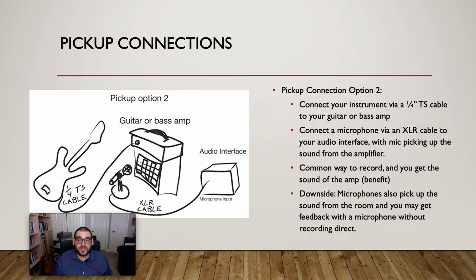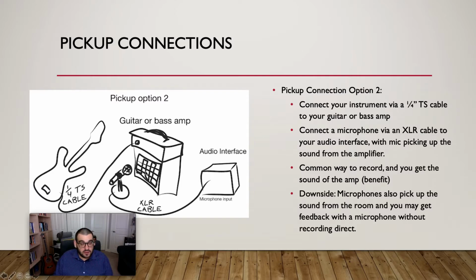The second type of pickup configuration is where you connect your instrument via a 1/4 inch cable to a guitar or bass amp. Now that bass amp or guitar amp is plugged into power, but there's no other cables coming out of there into any other thing. Then you're going to connect a microphone using an XLR cable that will then connect to your audio interface, with the microphone picking up the sound from the amplifier.